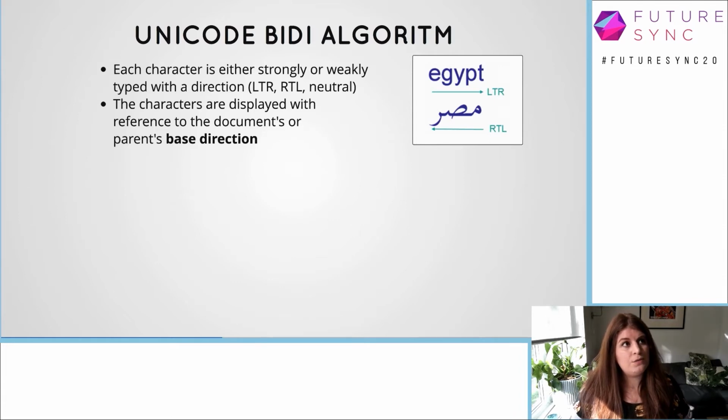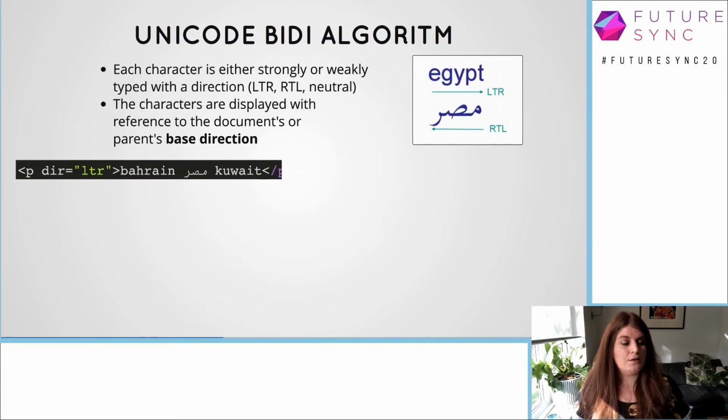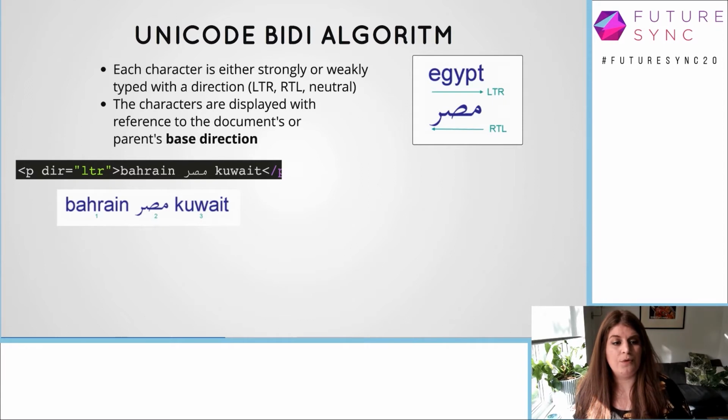In HTML, you can set a base direction for your document, and the characters are displayed with reference to the parent's base direction. For example, there's a dir, for direction, attribute, and you can set it as left to right. So you'll see here you have 3 words: Bahrain, then Egypt in Arabic, which I don't know how to say, and Kuwait. Because it's a left to right document, it'll show the words in order left to right, but the second word will still be right to left.